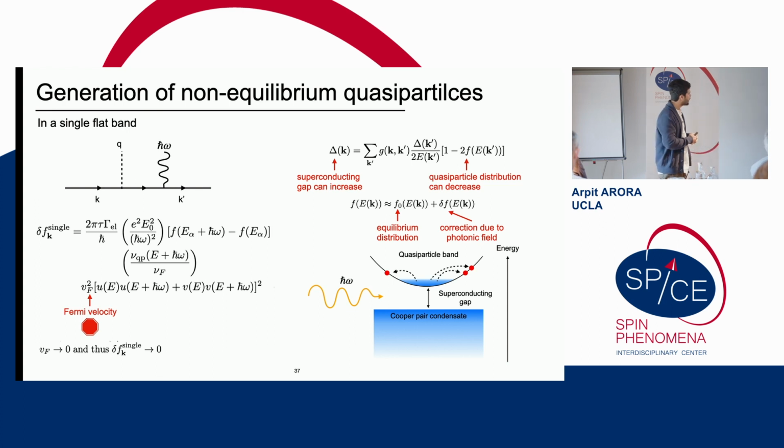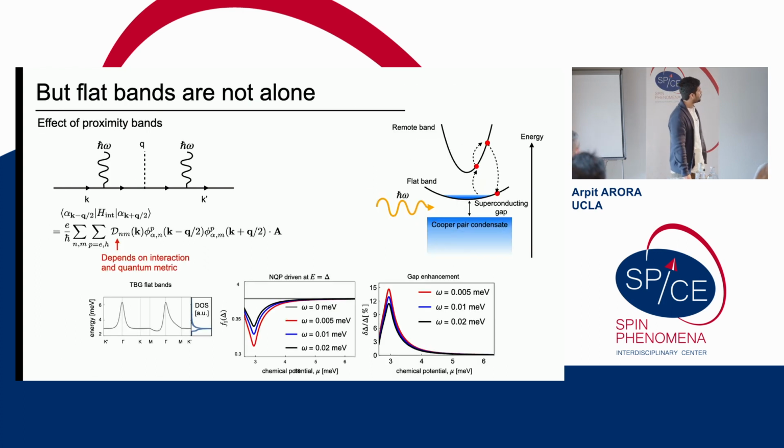Now, if we just try to calculate the change in distribution of the quasi-particles, we find that it's proportional to the Fermi velocity, and Fermi velocity is suppressed in flat band systems, and therefore the dynamics of the non-equilibrium quasi-particles is quenched. So we can't do much if we just do this. But the point is the flat bands are not alone. They always have many bands along, and some of them are remote bands. So what we can do is consider higher order processes.